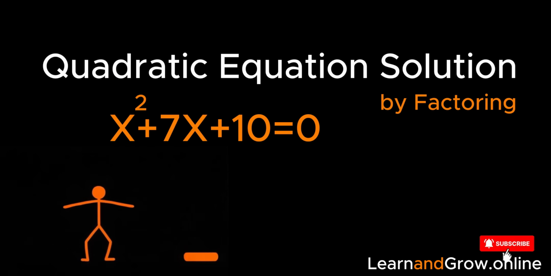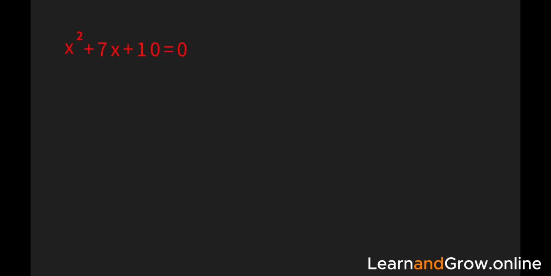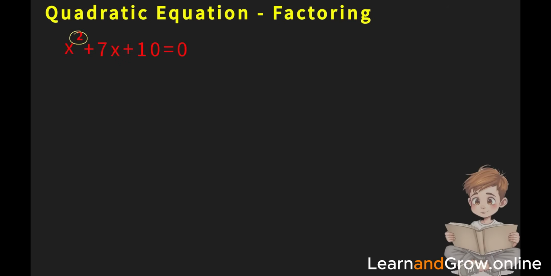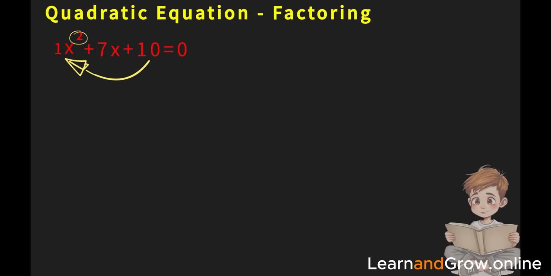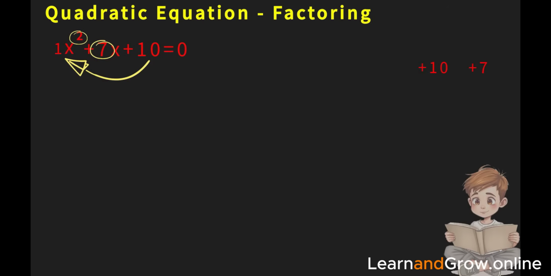Now, let's move on to the next method, solving the quadratic equation using factoring. This is a quadratic equation because the highest power of x is 2. Let's solve it using the factoring method. First, we multiply the coefficient of x squared and the constant term and write it down. Next, we copy the coefficient of x. Here comes the important step. Give your full attention.